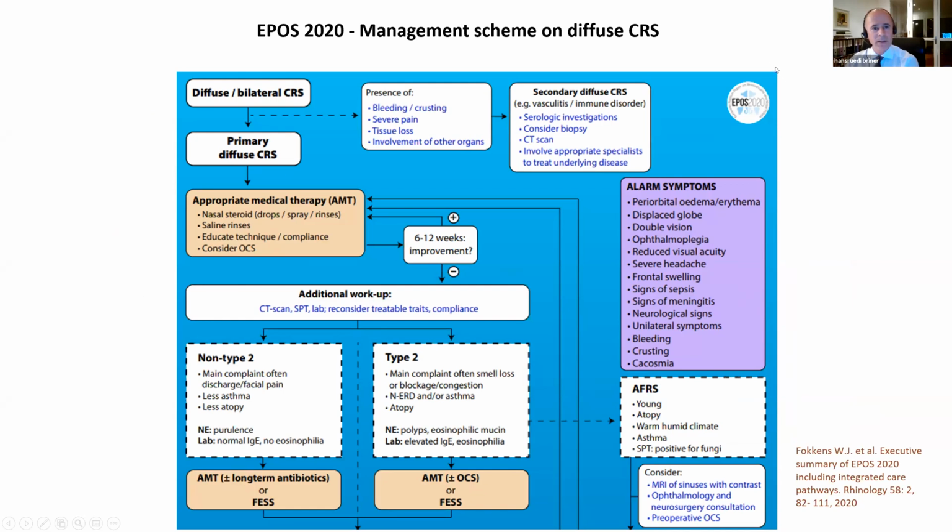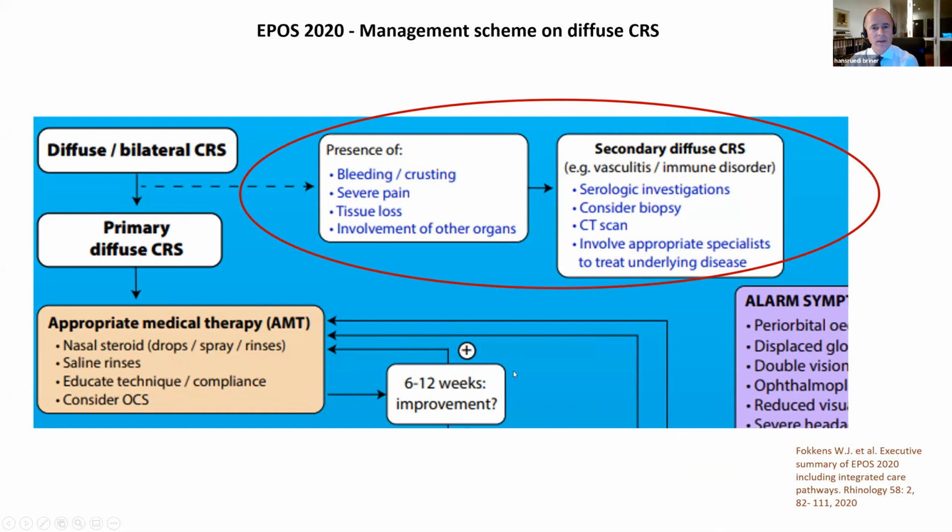Here you can see the management scheme on diffuse CRS. If we have a closer look at it, it is written down what we have been talking about: that in the presence of chronic rhinosinusitis, where you find bleeding and crusting, tissue loss, septal perforation, severe pain, or involvement of other organs, you have to exclude a systemic disease, especially vasculitis, and this is the GPA, by ANCA, by biopsy, and by thinking of it.